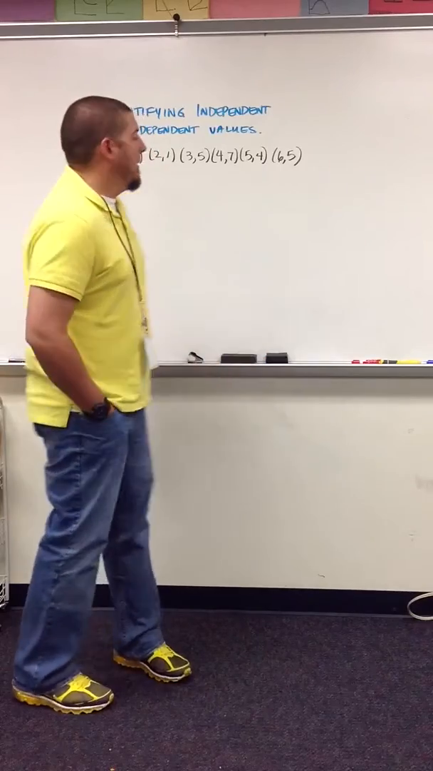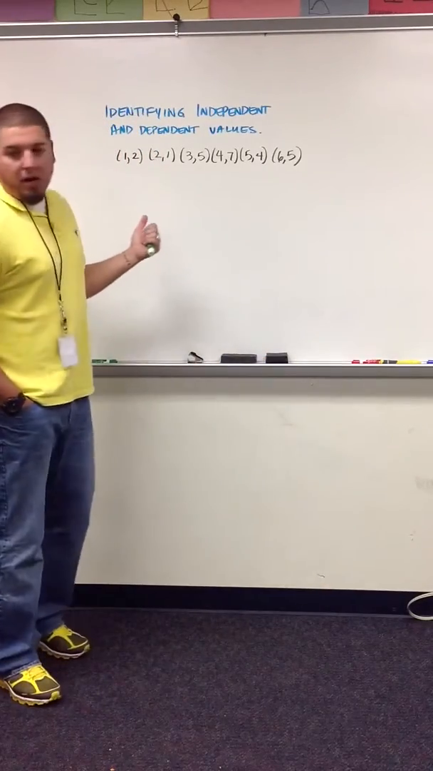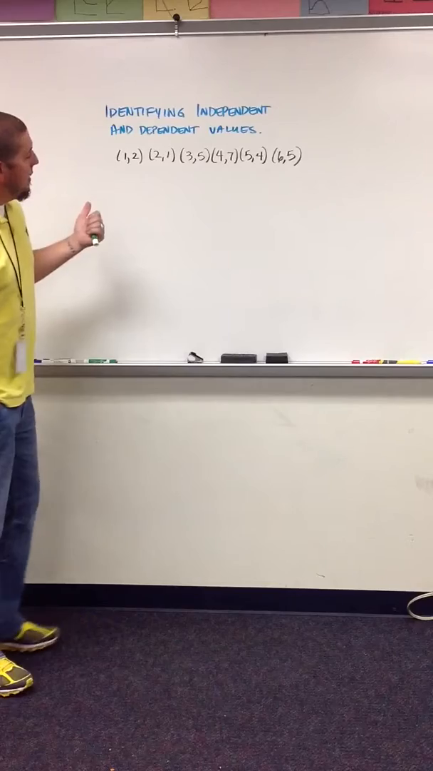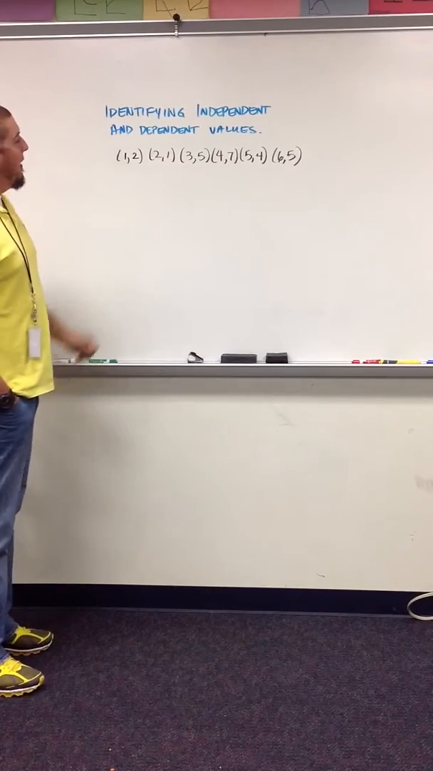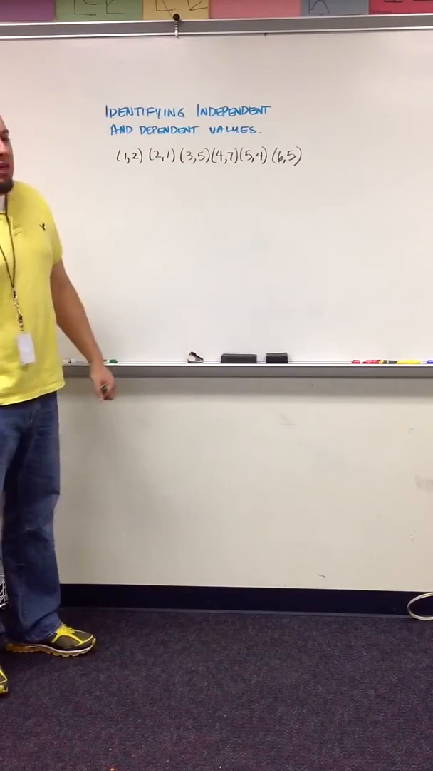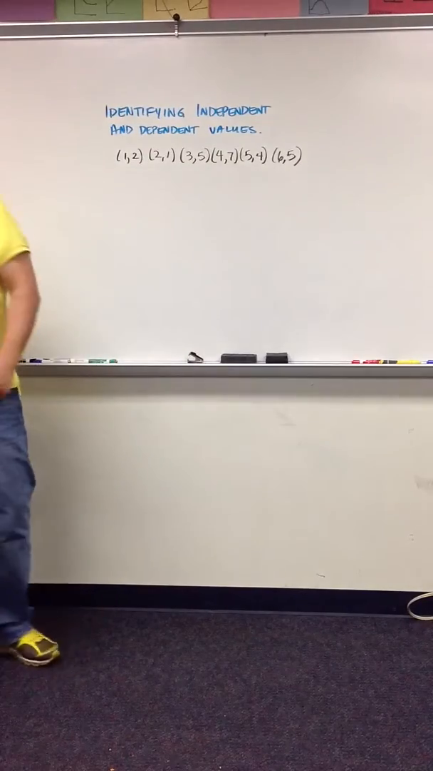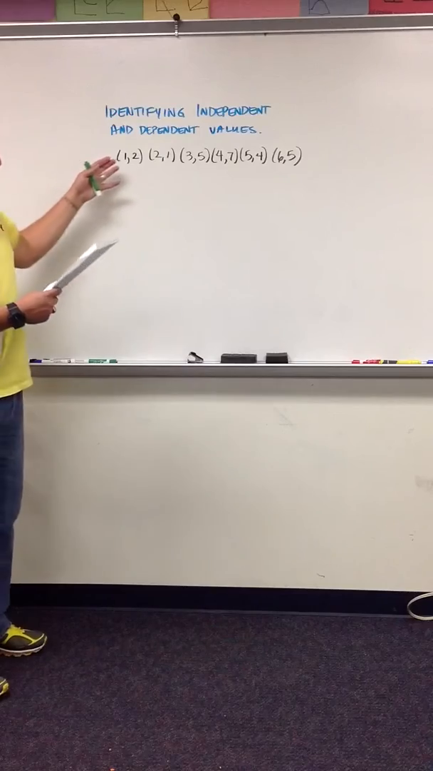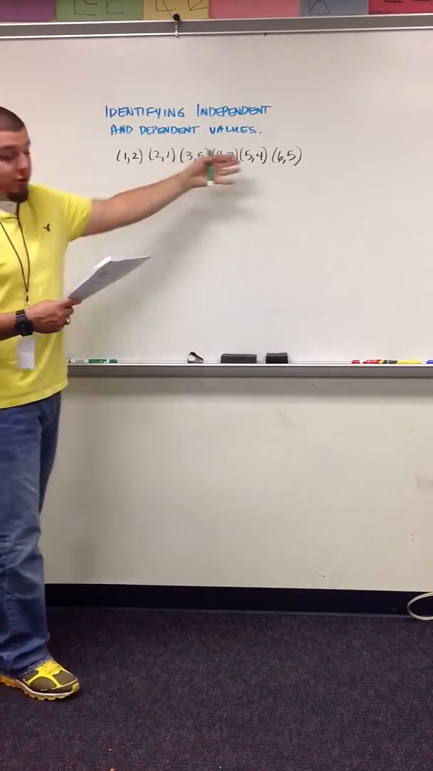Again, major test grade. This was another missed question on our EOC practice, our mock EOC test. It says identify the independent and dependent values. That's the topic that you need to write down. Now this question says, these points represent the ordered pairs of a function. So this is a function, okay?